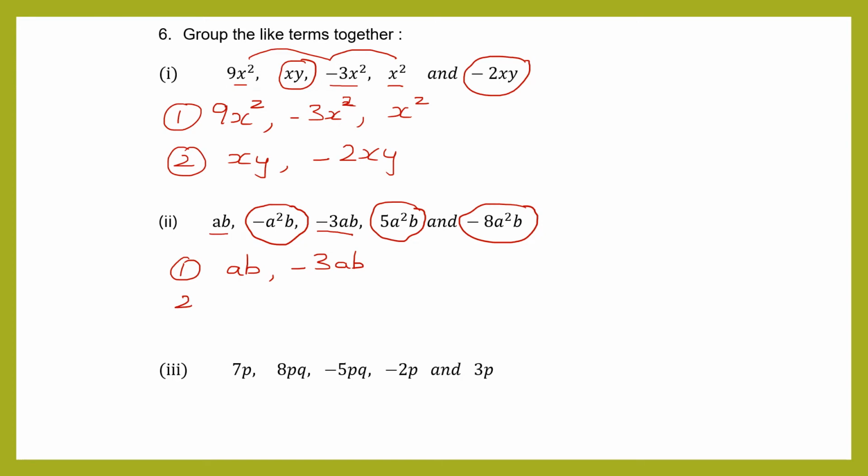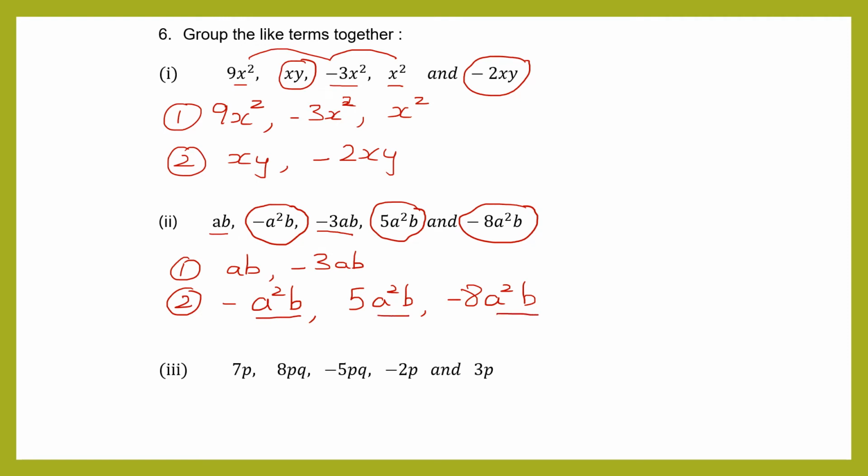The second set of like terms: minus A square B, 5A square B and minus 8A square B. They all have A square B in them.